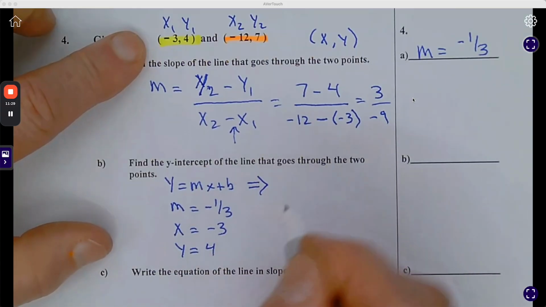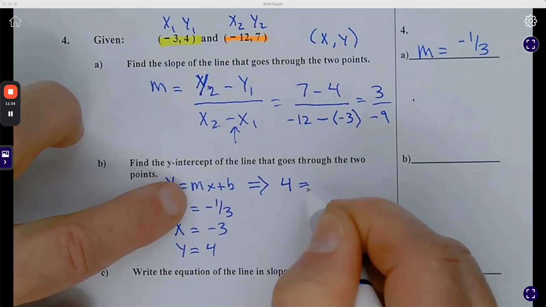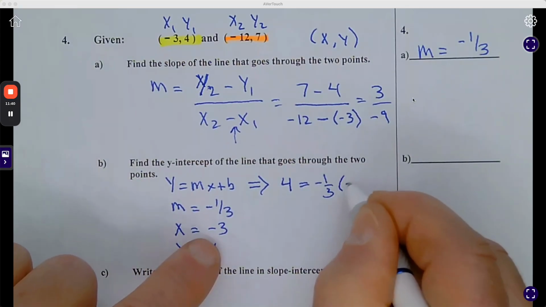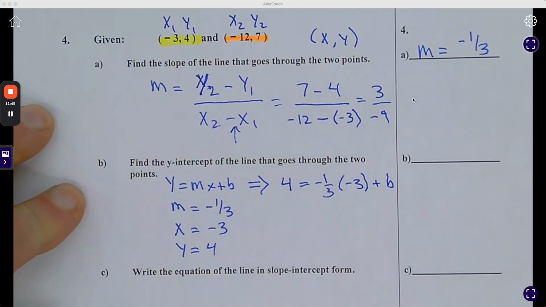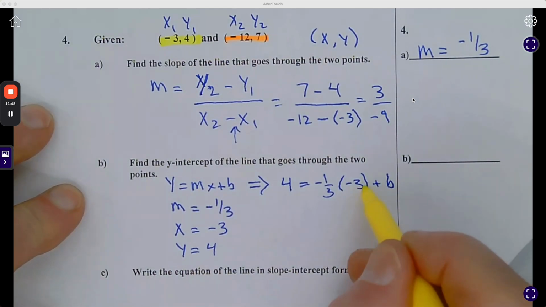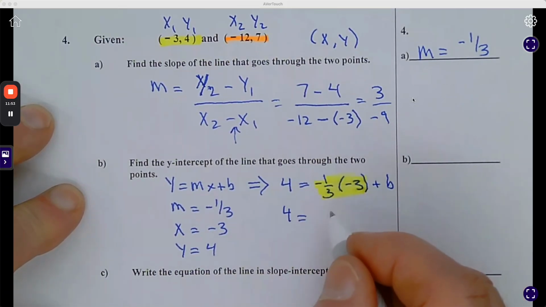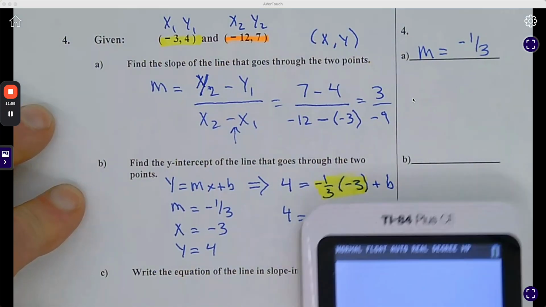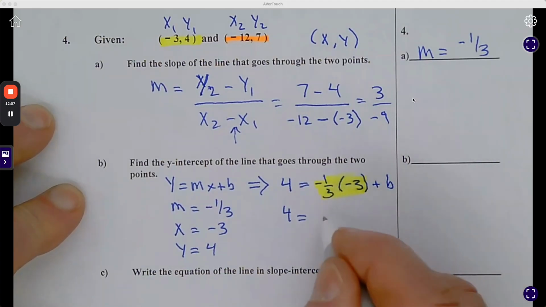Now I'm going to go here. I'm going to take my y out and put 4 equals. Now I'm going to take my m out and put m times x, so open parenthesis, negative 3, plus the b. Now you simplify this the same every time. First, multiply those together. 4 equals, negative times a negative is a positive, and 1/3 times 3 is 1. So I get negative 1 divided by 3 times negative 3. That's 1. So all of that becomes a 1.